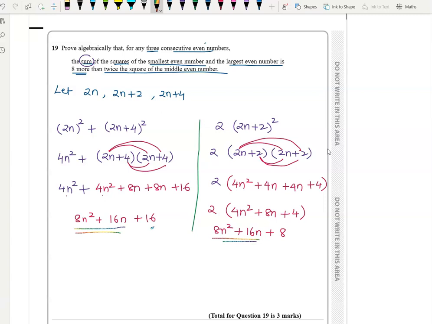Okay, so this is 16 and this is 8. So you can make out that it's a difference of 8. It means the left side is 8 more. That's what they want us to prove. So we can write here 2n whole square plus 2n plus 4 whole square is 8 more, so it is equal to 2 times 2n plus 2 square. This side is 8 less, so we can add 8 here. So both sides will be equal. This is what they are asking us to prove. And for the remaining questions, stay tuned for part 2. Thank you.